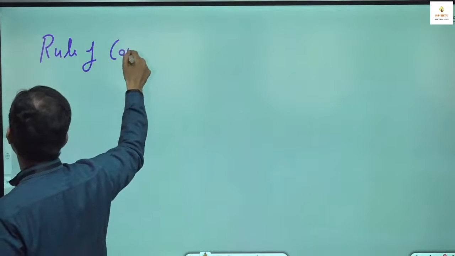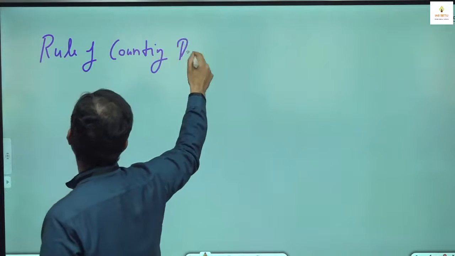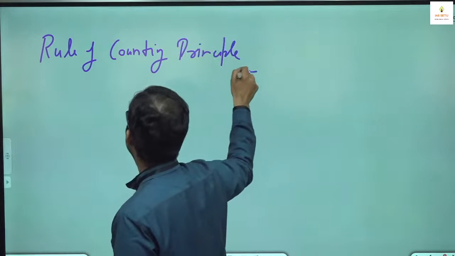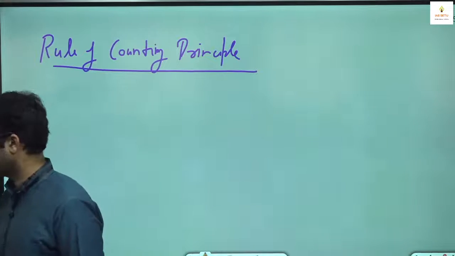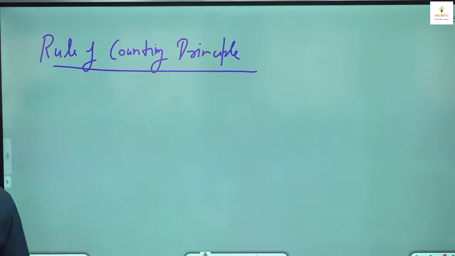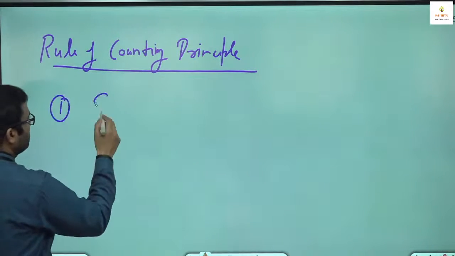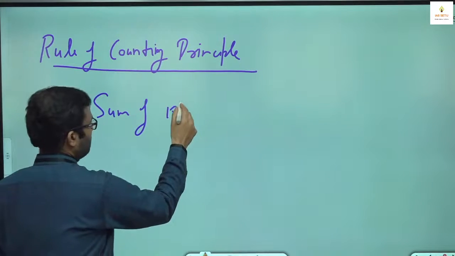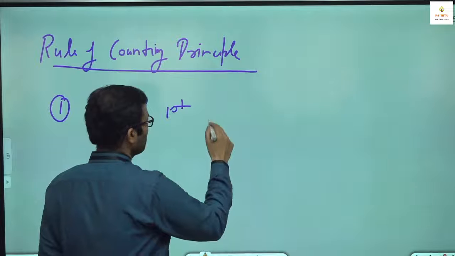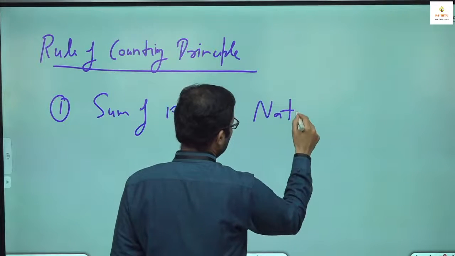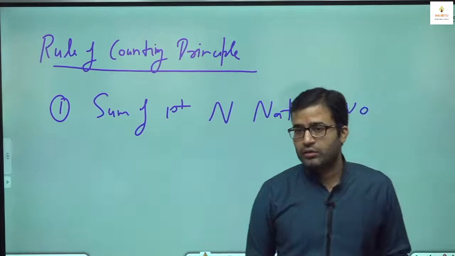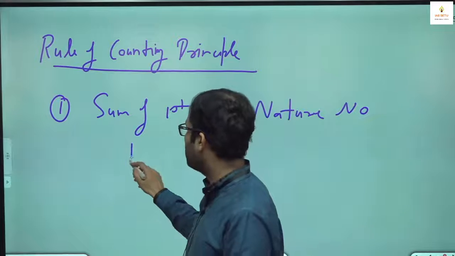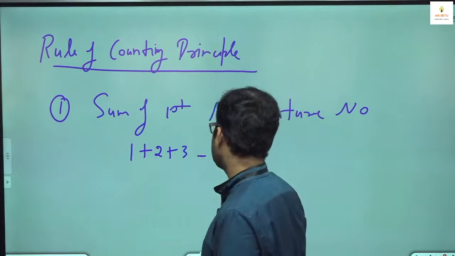Rule of counting principle. First rule is the sum of first n natural numbers. Sum of first n natural numbers meaning 1 plus 2 plus 3 up to n.